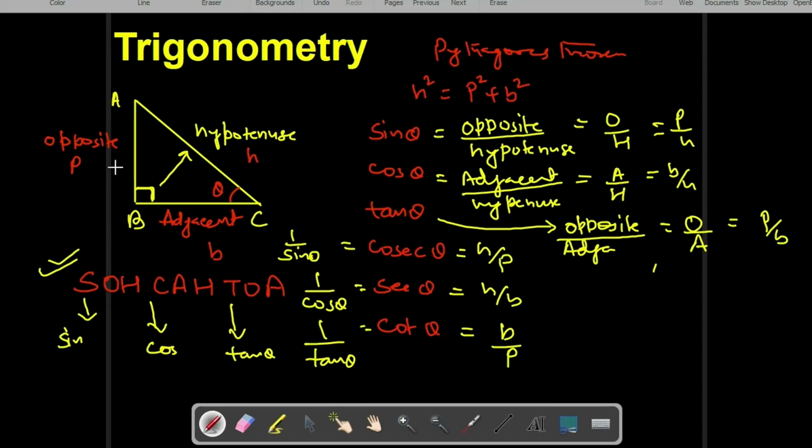Then there is opposite to the angle, and then adjacent. Pythagoras theorem will come into the picture, where the square of the hypotenuse is equal to the sum of the squares of the other two sides. Sin theta, cos theta, tan theta, we will use the rule SOH, CAH, TOA. And cosec, sec and cot theta are the reciprocals of sin theta, cos theta and tan theta respectively. Like this way, we can say these are the trigonometric ratios.